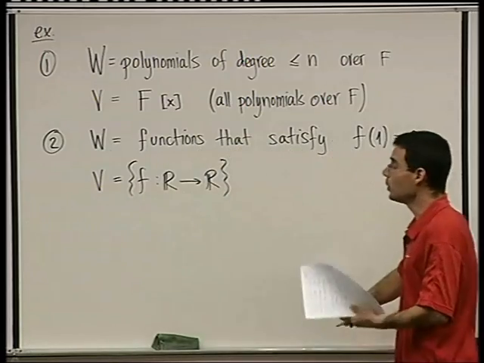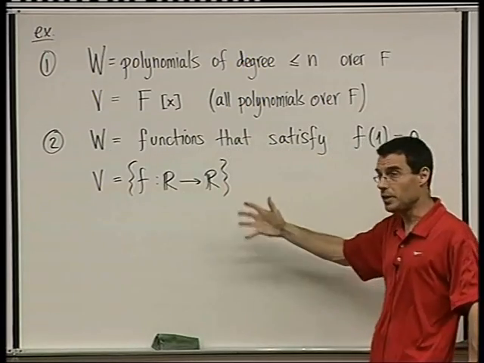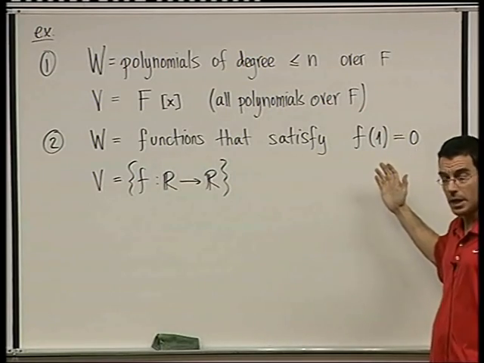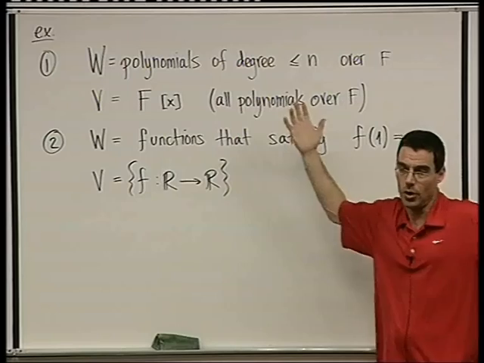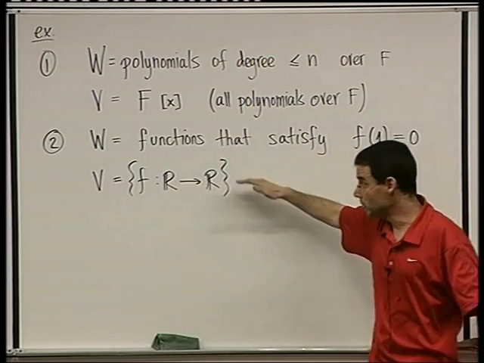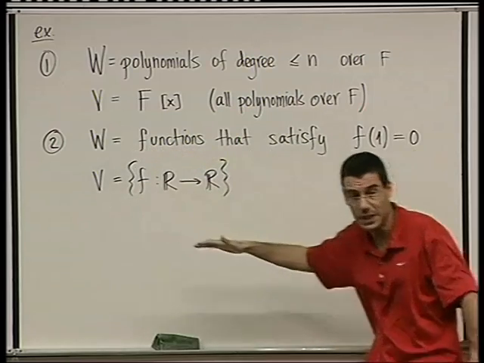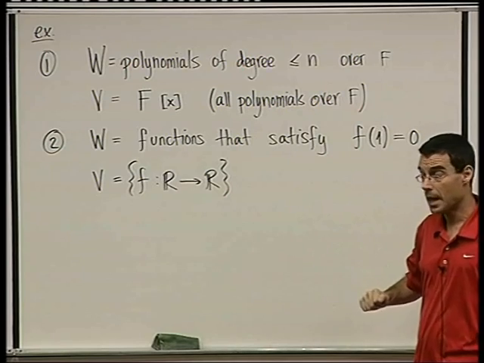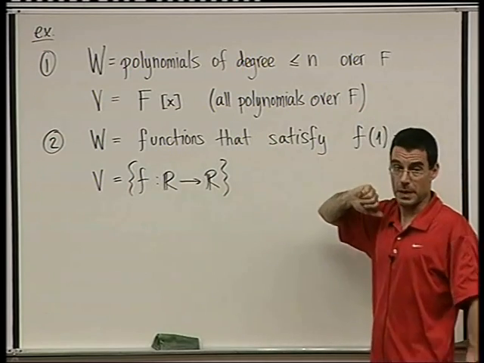Well, if you look at all the functions, clearly if you take only those functions whose value at 1 happens to be 0, it's a subset. You didn't take all of them, you took some of them. Right? Do you agree? So do you agree that W is contained in V as sets? It's some of the functions, right? Is W a vector space?